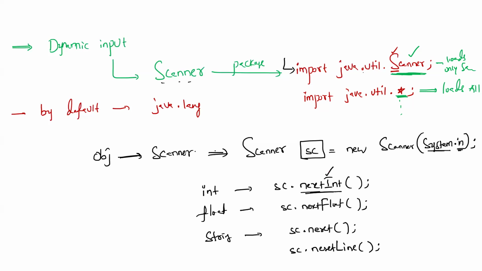So to give a dynamic input from the keyboard or the console using the Scanner class, first use the import statement, then create the object, and by using this object reference, use the appropriate method depending on the program requirement, whether it is int, float, or string. Clear?